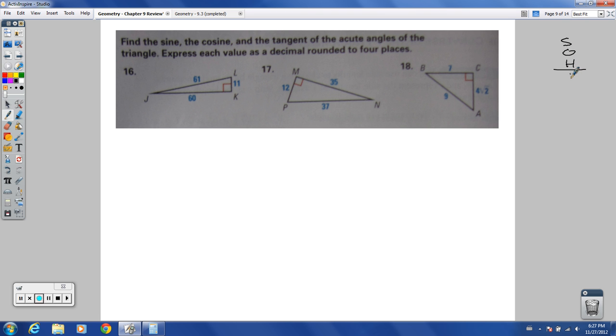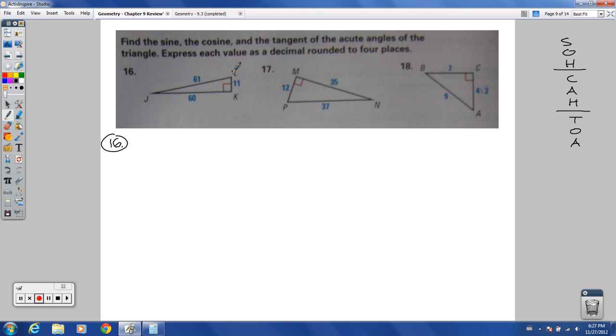So SOHCAHTOA, or if you remember Oscar had a headache over algebra, and just remember that it goes sine, cosine, tangent. Either one of those ways will work. Whatever you like better is a good way. If you come up with your own way and you like that better, use that too. Just whatever helps you remember best. So SOHCAHTOA. Here we're supposed to find the sine, cosine, and tangent of the acute angles.